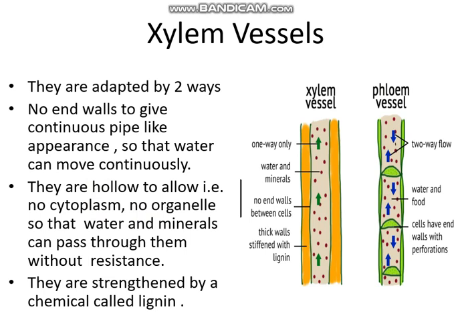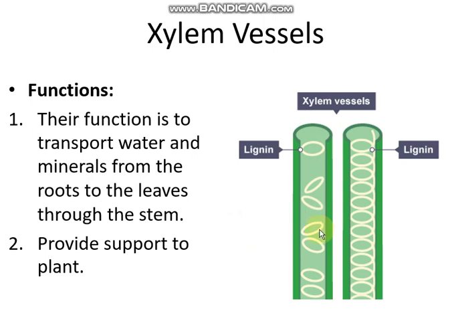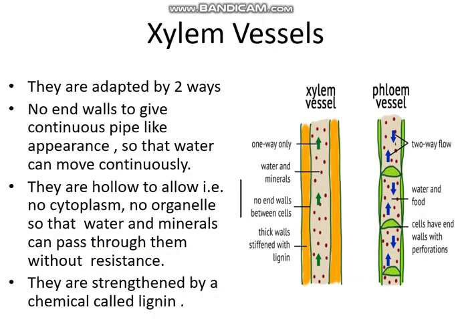And the last point is they are strengthened by a specific chemical, and the name of that chemical is lignin. Here in this diagram it is clear that although it's a continuous pipe, the structure is strengthened by a specific chemical, lignin, which is in the form of rings, so that xylem cannot collapse and water can run continuously. Okay, these are the structure to function adaptations of xylem vessels.